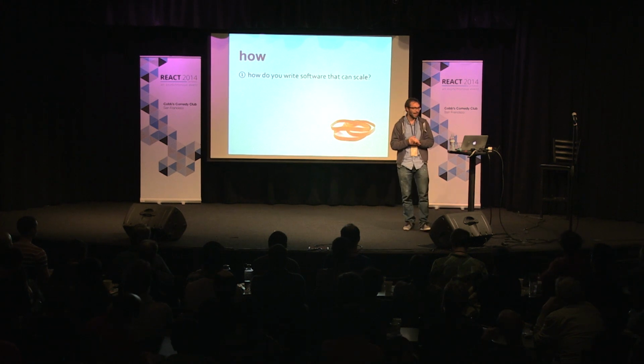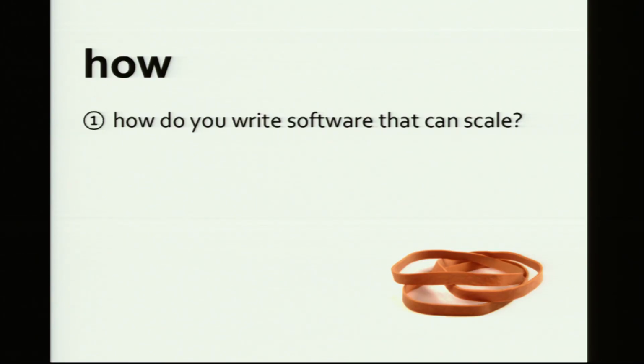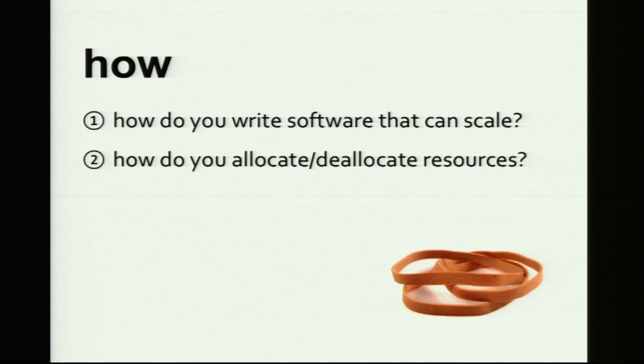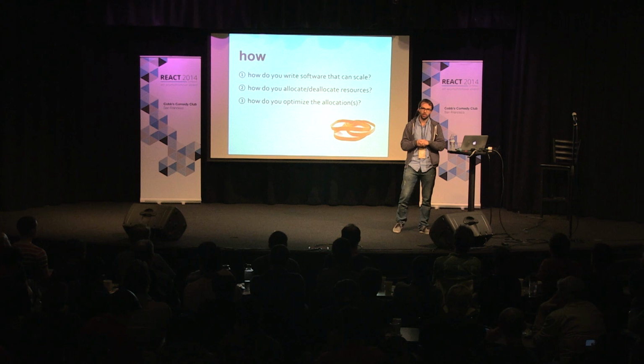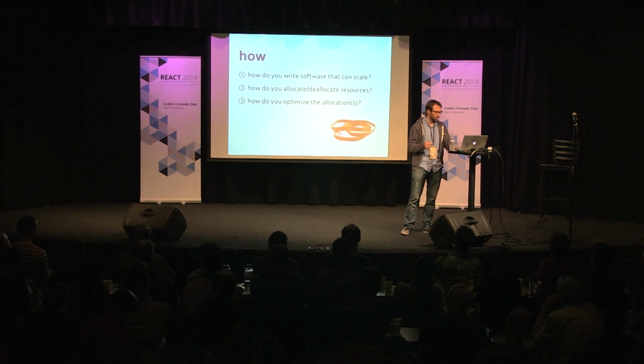There are a lot more details in the how, though. The first is, how do I actually write software that can scale up, scale down, scale out, and scale in? Another big question of the how is, how do I actually allocate and deallocate resources to this software? What's the process? How does that work? And the last one is, how do I actually optimize the allocations so that I can do that part that's really important about elasticity, best match the demands of my applications and my users? So these three questions I'm going to return to throughout the talk as we talk about the individual pieces.